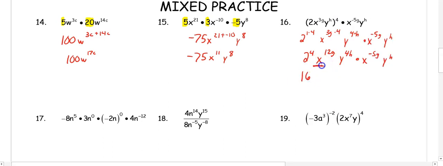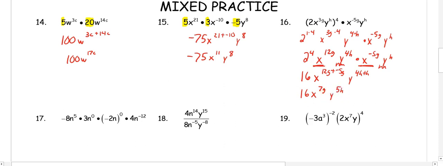We have two bases here. We have the x's, so we have x to the 12g plus negative 5g, and we have y's, so we have y to the 4h plus h. So when this simplifies, that gets us 16, x to the 7g, y to the 5h.